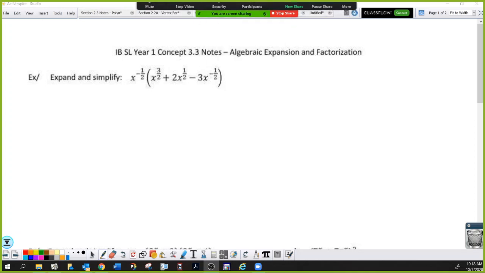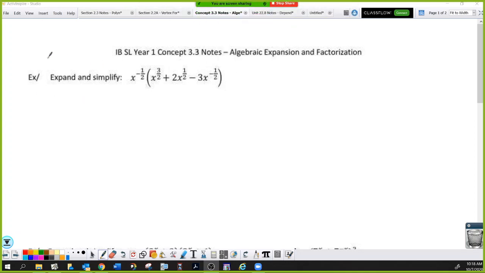All right, let's tackle it. Unit 3.3, Algebraic expansions and factorizations.